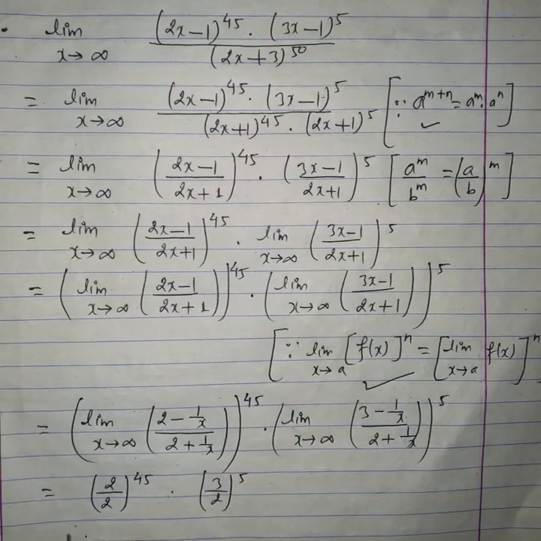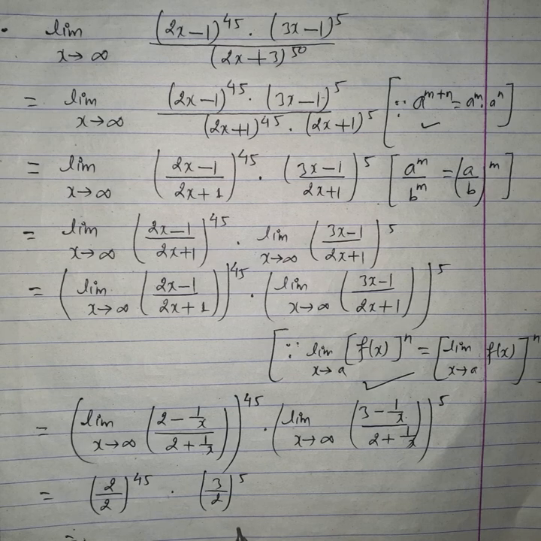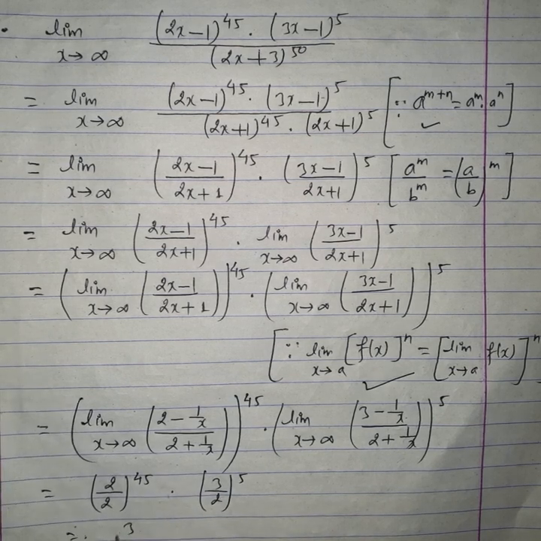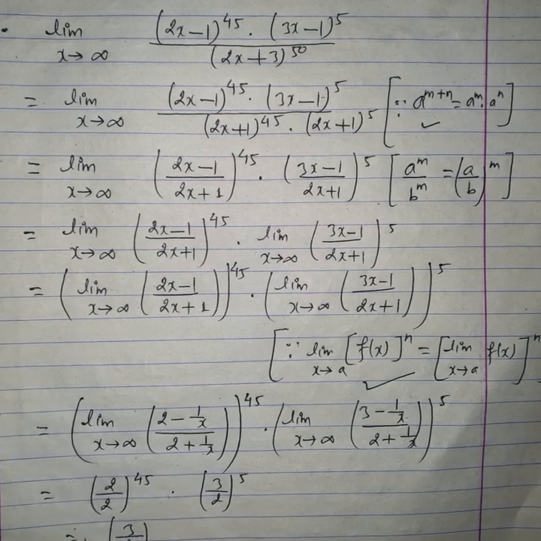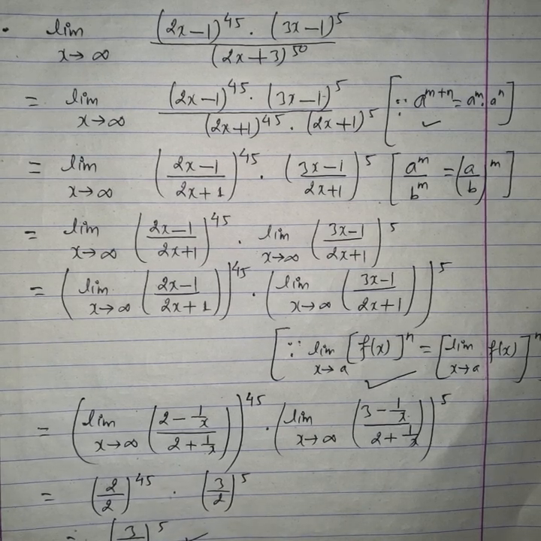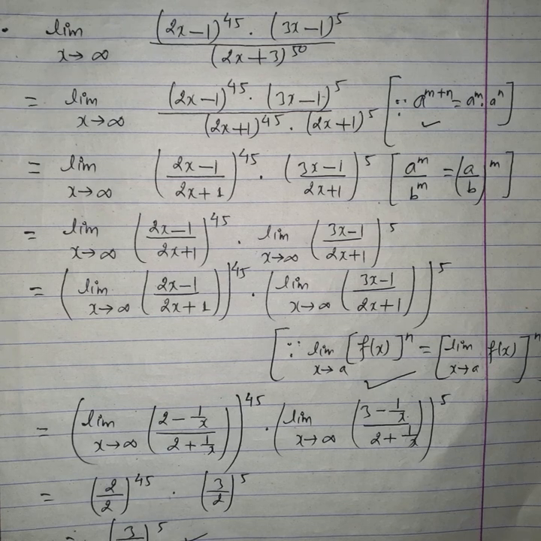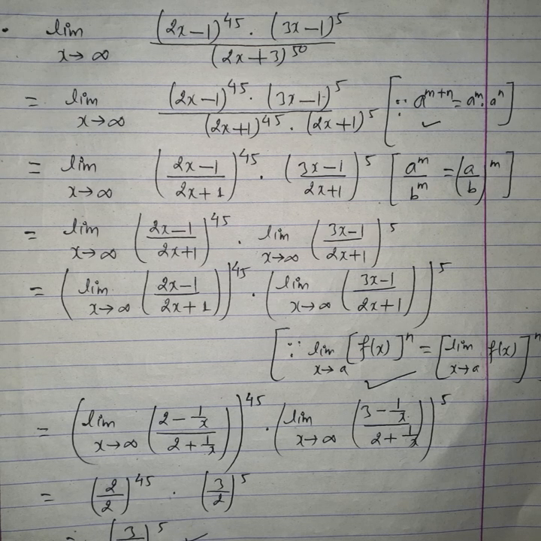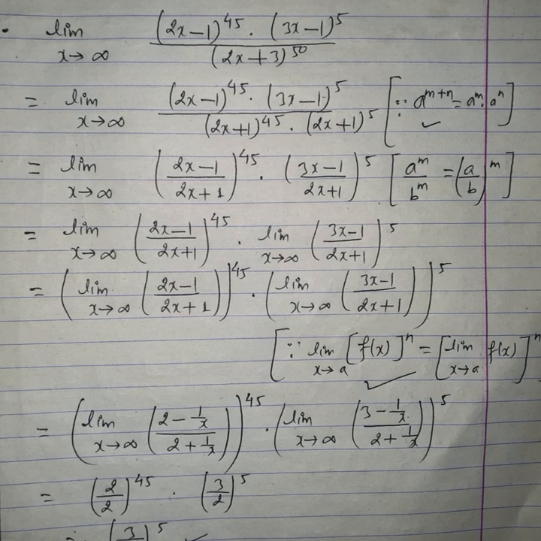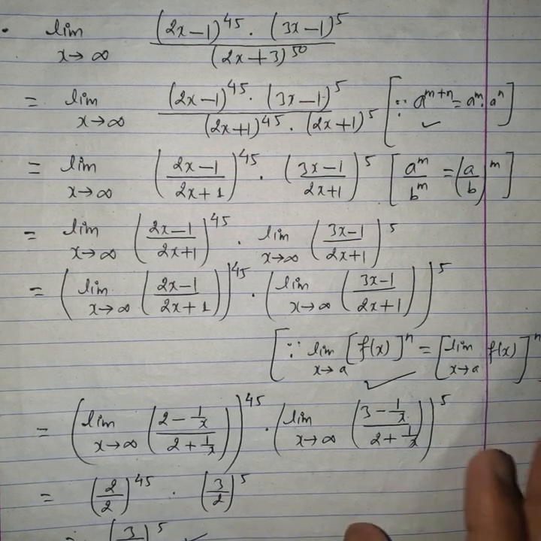Let's simplify this. This is 1 raised to the power of 45 which gives 1, and this is 3 over 2 raised to the power of 5. This is the final solution of this question. Here we finally solved this question by using some properties of the limit of a function. This is the final solution of this particular question.